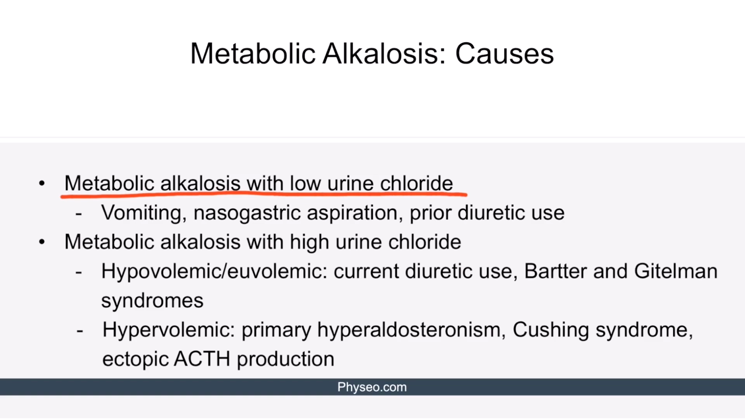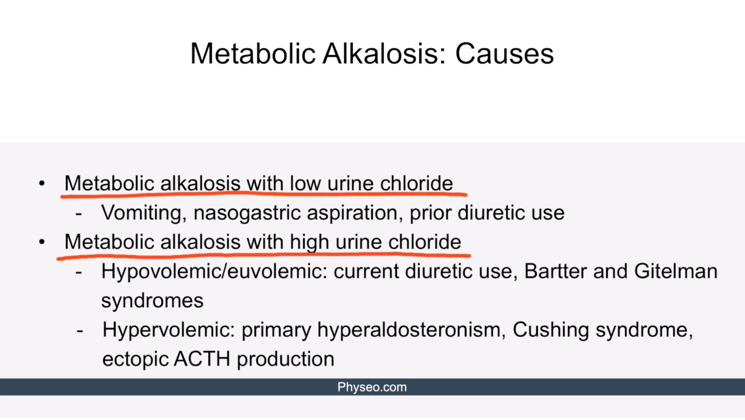On the other hand, causes of metabolic alkalosis with high urine chloride can be further classified into hypovolemic, euvolemic, and hypervolemic conditions. Hypovolemic and euvolemic conditions include current diuretic use, Bartter and Gittleman syndrome. Most commonly used diuretics, that is loops and thiazides, block sodium and chloride reabsorption in the loop of Henle and distal convoluted tubule, respectively. This is why they result in high urine chloride. So current diuretic use causes chloride loss in the urine, resulting in high urine chloride.